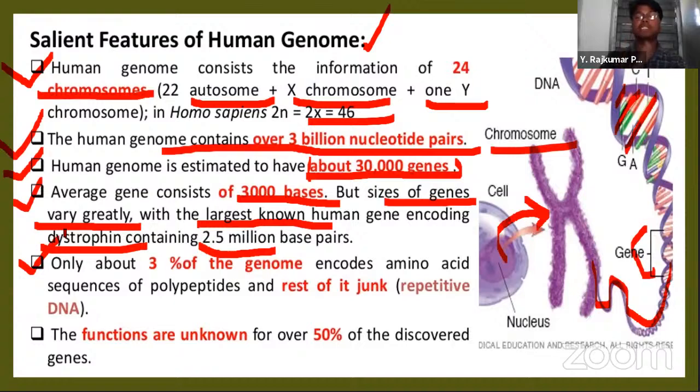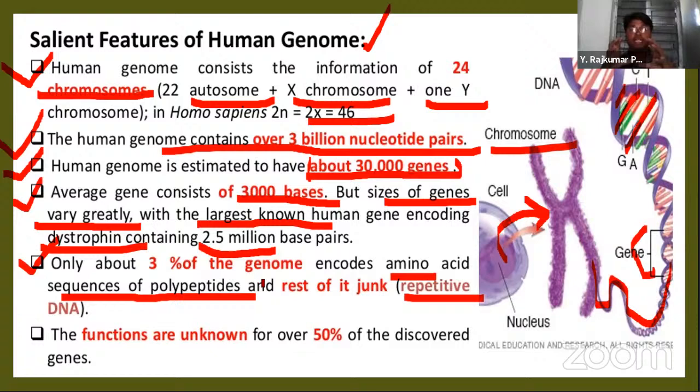Only about 3% of the genome encodes for amino acid sequences of polypeptides, and all the rest is just junk or repetitive DNA. That means only 3% of DNA is functional in our body, or whichever is discovered, and the rest of the 97% of the DNA sequences are undiscovered. We do not know what their function is. So it is considered junk DNA.